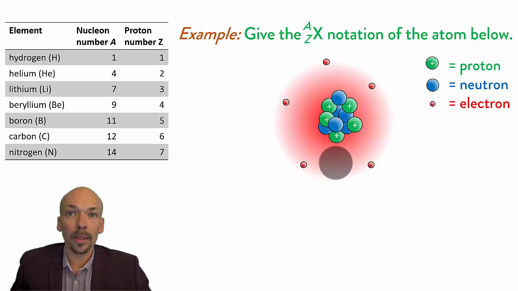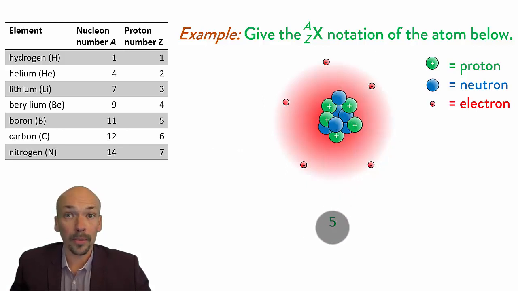Give the correct notation of the atom below. So here you have an atom, and here you have the table, and try to give the correct notation. So pause the video now. I will first count the protons. If you count the protons, you can count that there are 5 protons. So we now know that it has 5 protons, and looking at this table we now know that it's boron. So we write down the capital B.